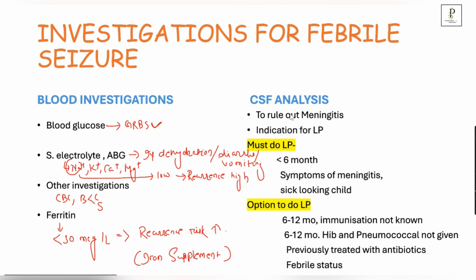So CSF analysis is usually done to rule out meningitis. When you do lumbar puncture, there are indications of CSF analysis. One is absolute indication, when you must do lumbar puncture. One is relative indication, when you have the option to do lumbar puncture. Absolute indication is when the child is less than 6 months old, or has symptoms of meningitis, or the child is sick looking.